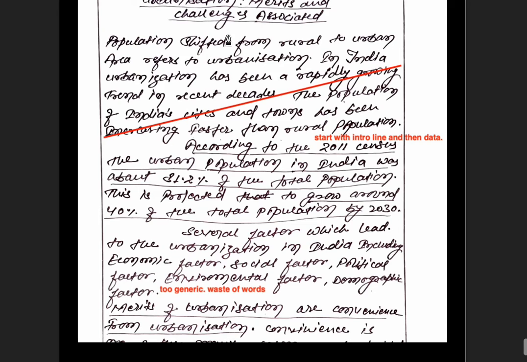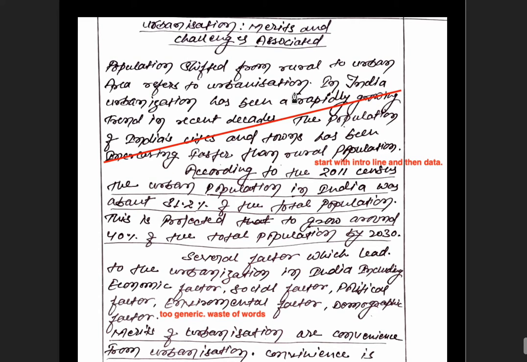Second one, again, urbanization, merits and challenges associated. Again, what is the first line? Population shifted from rural to urban areas referred to as urbanization. This is very generic and not at all specific. So okay, it's not okay. Yeah, let's go on. In India, urbanization has been such a rapidly growing trend in recent decades. The population of Indian cities and towns has been increasing faster than rural population.